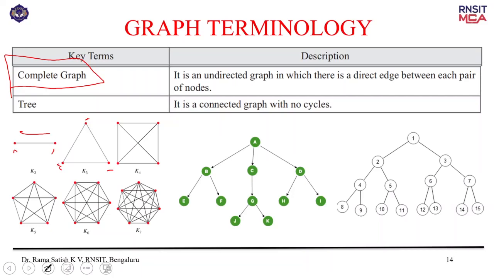And next is a tree. Tree is nothing but it's a connected graph that does not have any cycles. It's a connected graph. No cycle. Cycle in the sense, you cannot loop it. You cannot come back to the same node. You cannot come back to the same vertex. So that is what you call it as a tree.